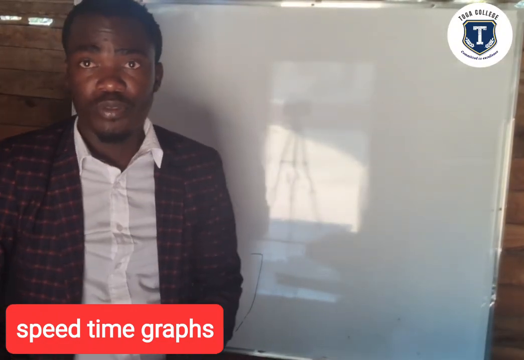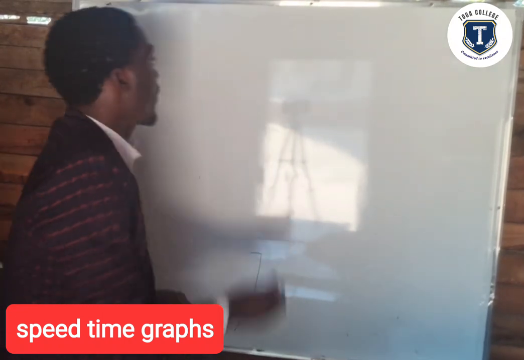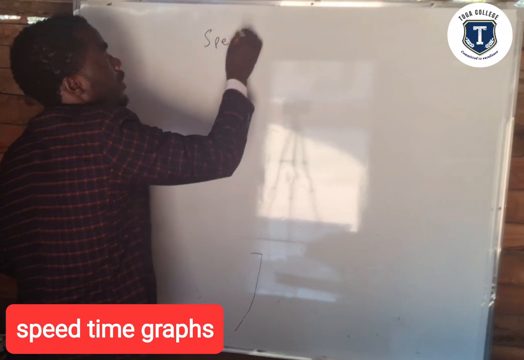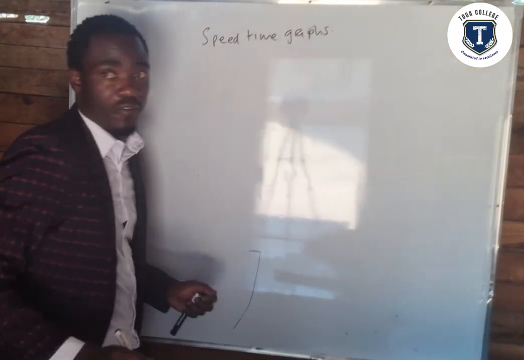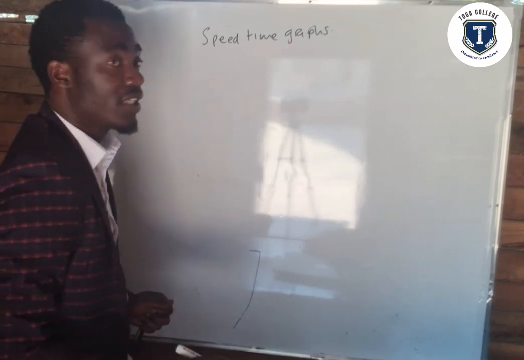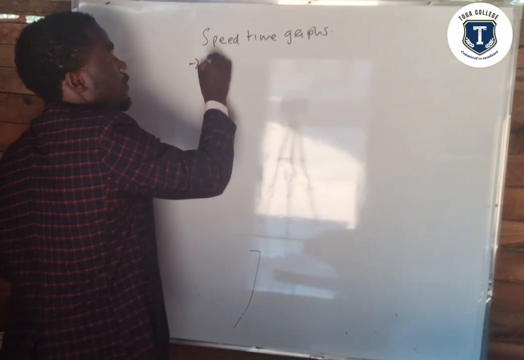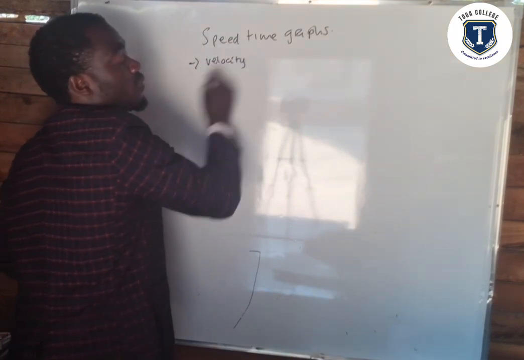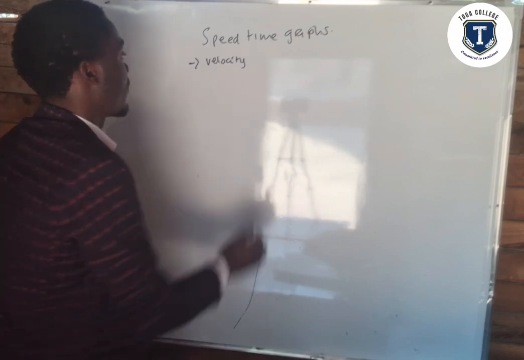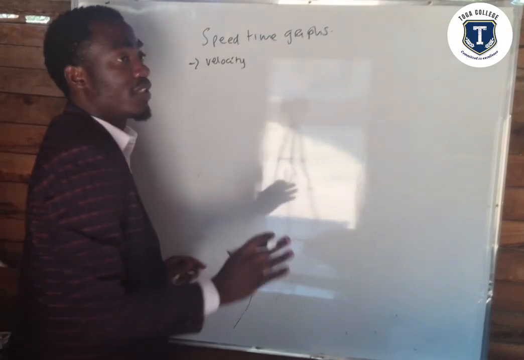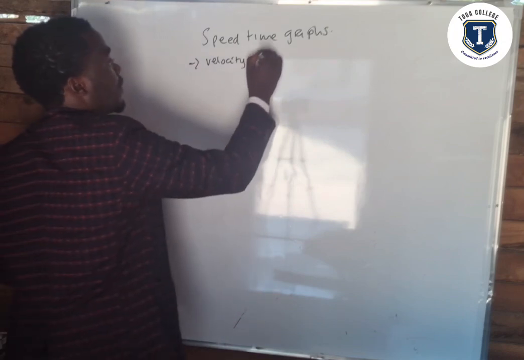So today I'm going to be talking about speed time graphs, right? Speed time graphs. So let's start. Okay, fine. When we're saying speed time graphs, I'm talking about speed being the same as velocity. So if you hear the word velocity time graph or speed time graph, it's one and the same thing, right? Because velocity is almost the same thing as speed. Okay, or speed, velocity time graphs, right?